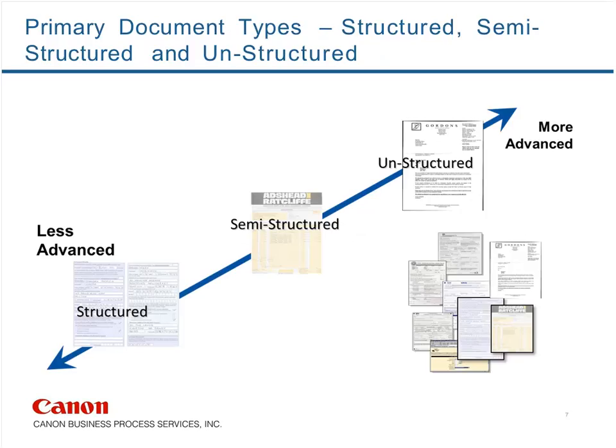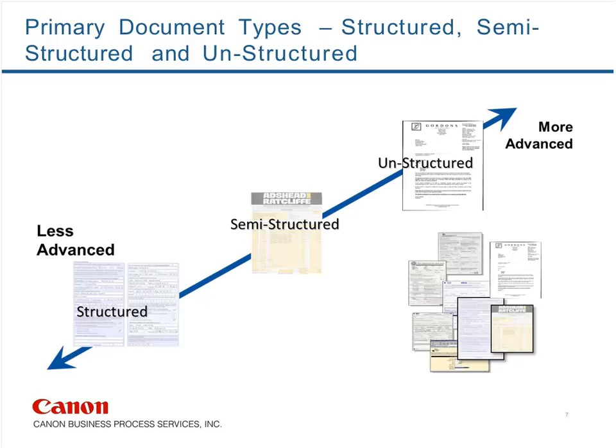So on the left are the structured documents. These are documents where the information needed is in the same place every time. A good example of this would be forms. So you have your government forms such as I-9s or medical HCFA forms, the 1500s, SF50, or any industry or company-wide forms that you might have.